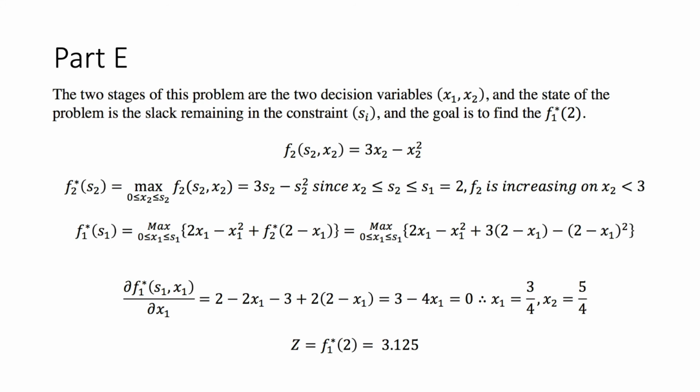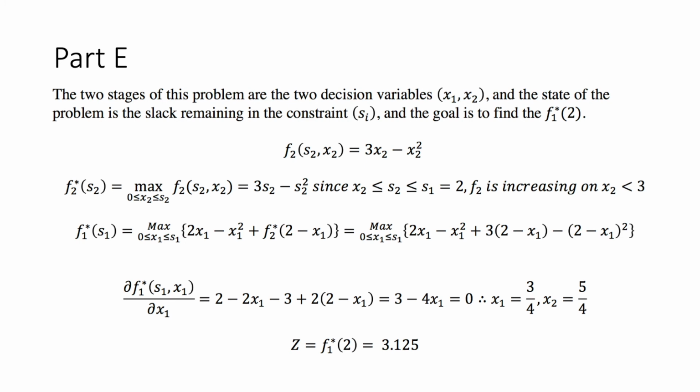So moving on, for part E, we were asked to solve the problem again using dynamic programming. What's interesting about this dynamic programming problem is that x1 and x2 are not required to be integers, and therefore we had to take partial derivatives. To do this, we created an f2 star function, which is a function of only x2 and s2, and then we created an f1 star function, which is the original z function, a function of only x1, plus the f2 star function evaluated at 2 minus x1.